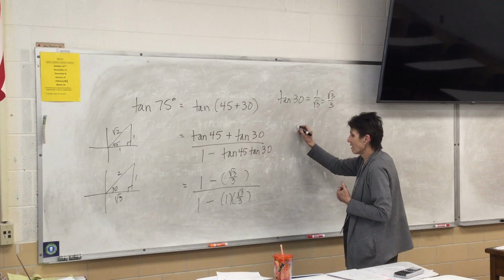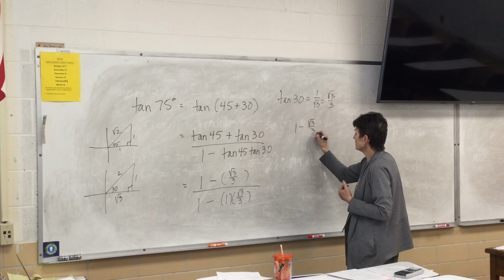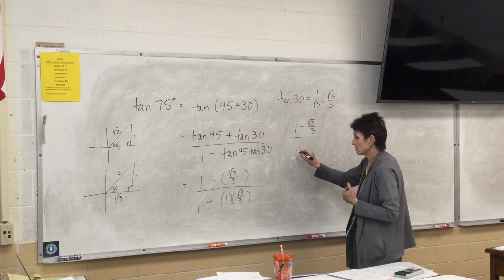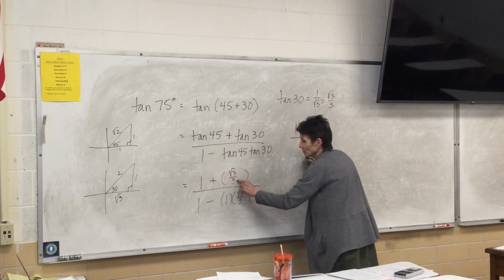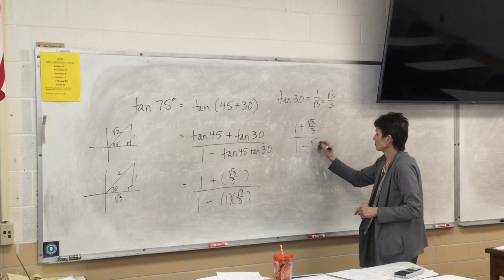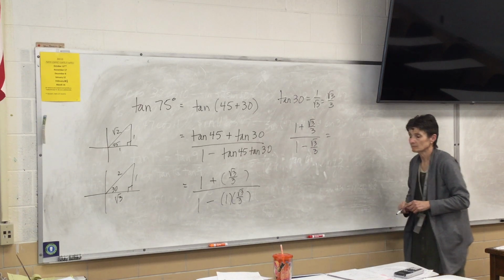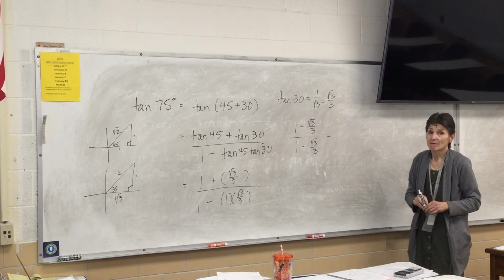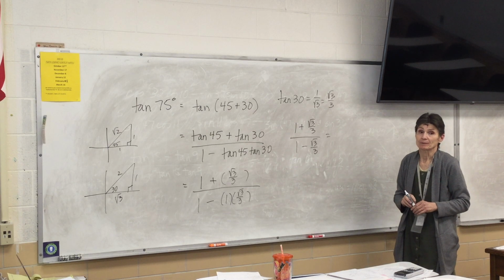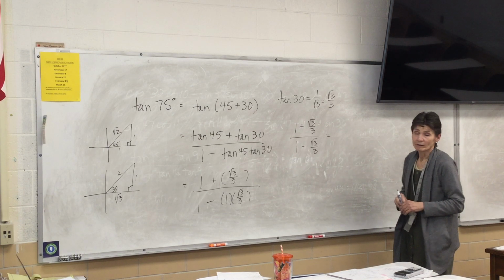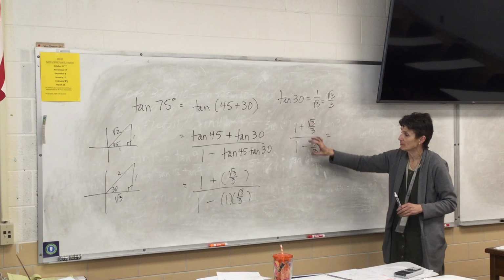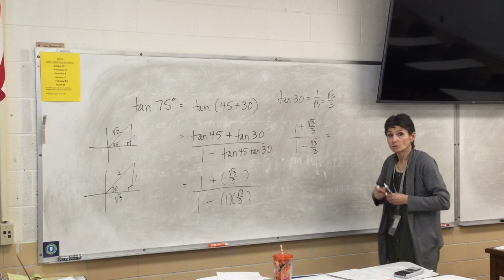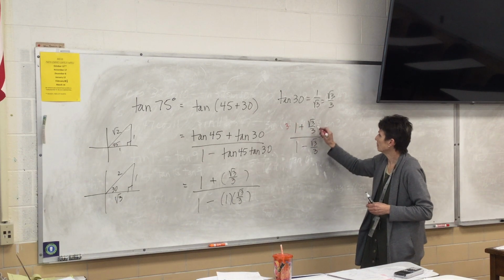So what I have is 1 plus root 3 over 3 over 1 minus root 3 over 3. Oh, excuse me, that's a plus on top. That is a very ugly thing. So we are not allowed to have little fractions inside big fractions. So I'm going to multiply every term by 3.